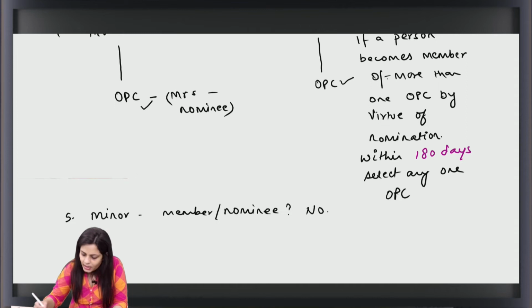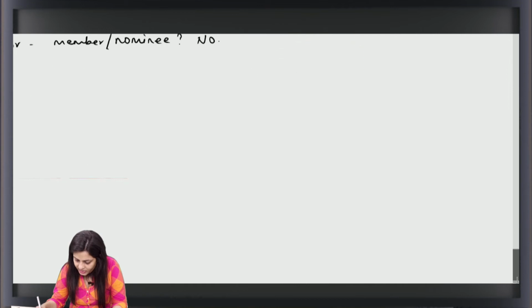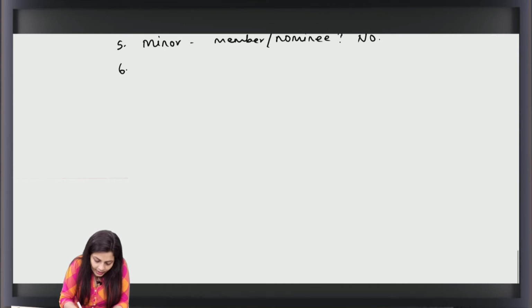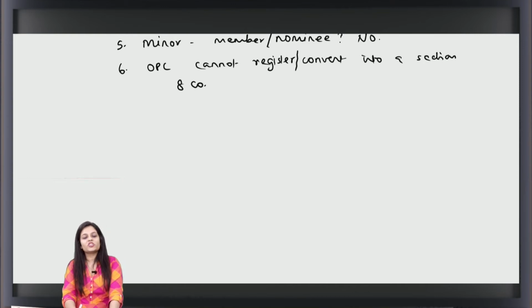Now the next thing is, there are a few restrictions on what an OPC can or cannot do. So what are these restrictions? Let's try to understand these restrictions. The first one is that an OPC cannot register or convert into a Section 8 company. What is a Section 8 company? A non-profit organization. The only motive of an OPC is profit. The only motive we start an OPC is with a profit motive. It's nothing but a sole proprietorship. A sole proprietorship is never without an intention of profit.